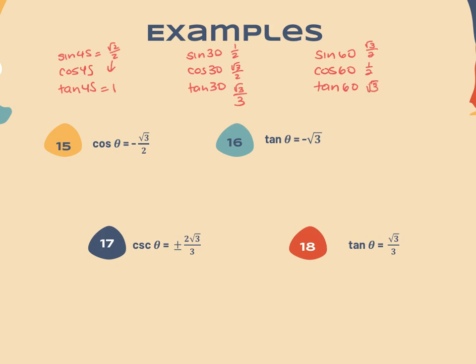Okay, so look first at the value, then worry about the sign. If cosine is root 3 over 2, what's my reference angle? 30 degrees. Now, where on my circle would cosine be negative? Second and third quadrants. So if I take the 180 and subtract 30 degrees from it, I get 150. And if I take that 30 degrees and add it to the 180, I get 210.